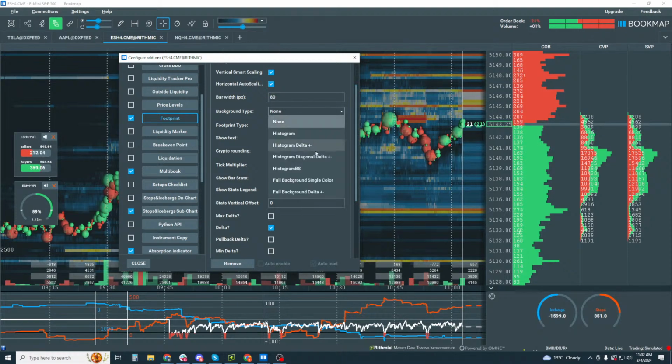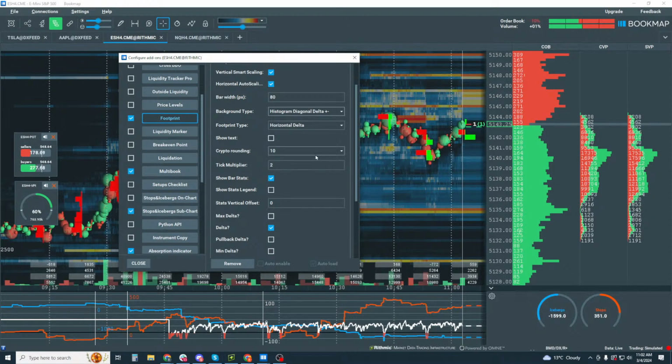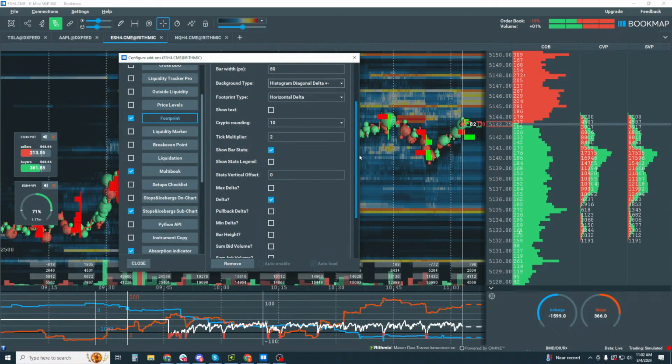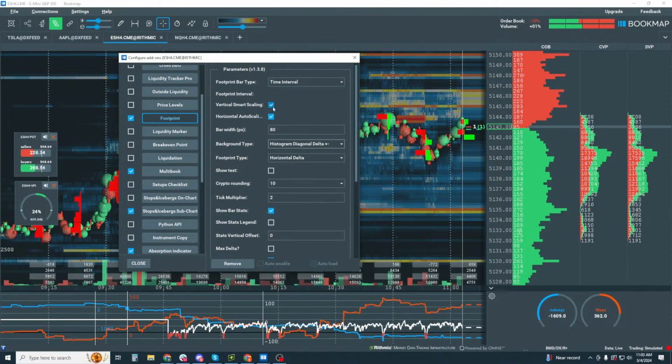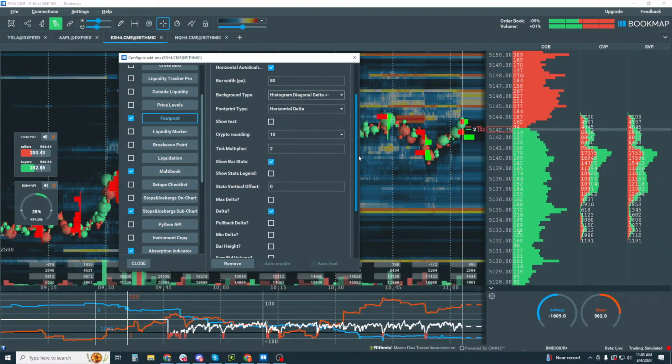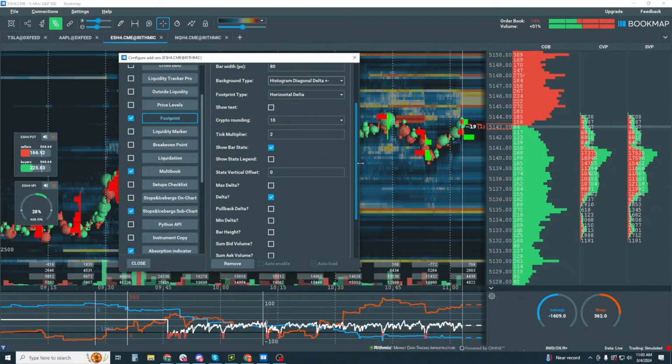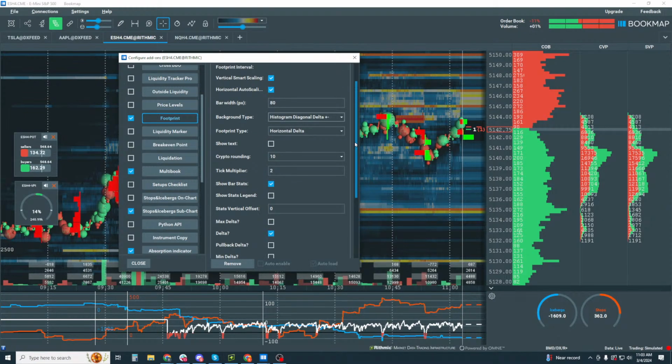Background type. All right, let's go with the histogram here. I'll go with this one. Histogram for, you know, buyers and sellers. Sellers on the left, buyers on the right. And then we want to look at the type here of footprint. I have it as time right now, but we will also take a look at the footprint type here, horizontal delta. Okay, so here's the difference, and show text.